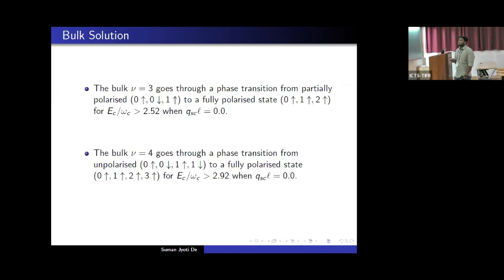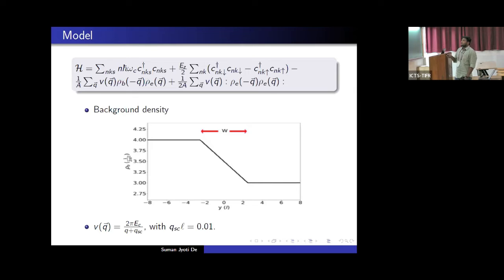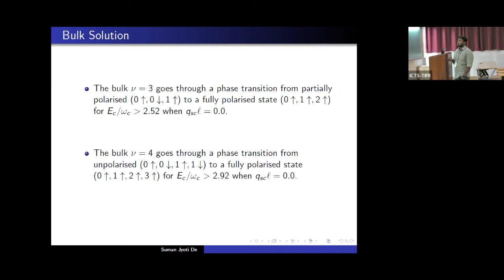So before going to the actual result, if you look at this model, what happens is that if there is no edge, you can do a Hartree-Fock decomposition of this interaction term. Then you will find that in the bulk, due to the charge neutrality, the Hartree term will cancel with the background term, and you will have only the exchange term. And this exchange term wants to make a spin polarized system. So you will find that for the nu equal to 3 region, it goes from an unpolarized, partially polarized state to a fully polarized state in the nu equal to 4 region.